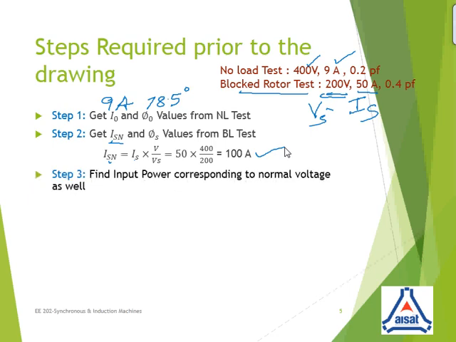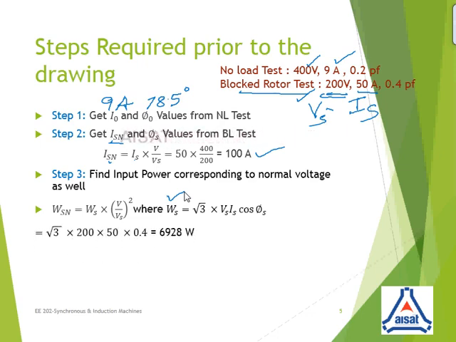Step 3 is to find the input power which corresponds to normal voltage, that is WSN. WSN is equal to Ws into V upon Vs the whole squared, where Ws is given as √3 times Vs Is cos phi s, which is obtained from the blocked rotor test. In some question papers, they will give you the value of Ws directly, instead of the power factor given in this test data. Over here, since the power factor data is given, this formula has to be used.